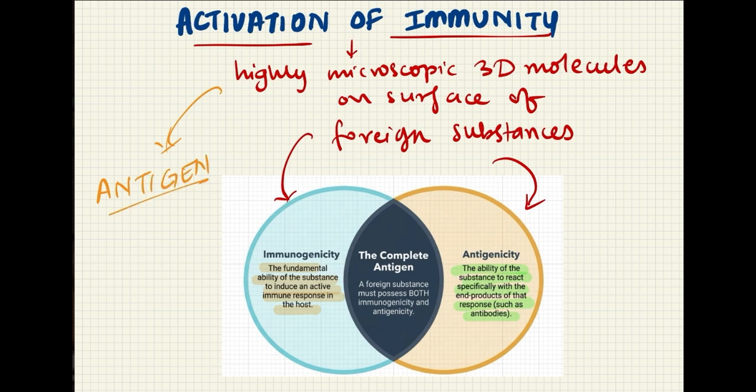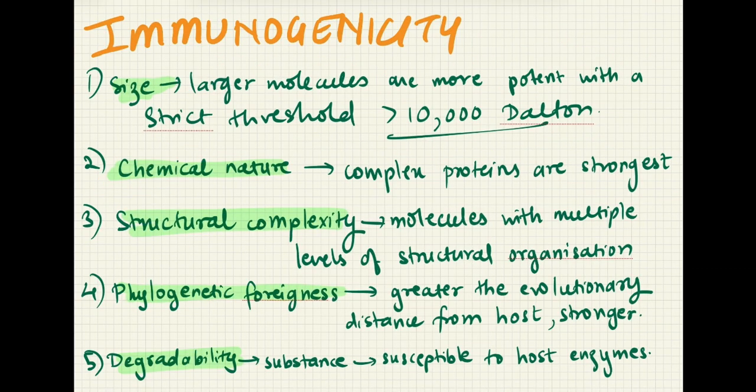Now, the biological potency of a true immunogen is dictated by 5 precise properties. First is size. Larger molecules are exponentially more potent, with a strict threshold generally exceeding 10,000 Daltons, which is a measure of atomic mass. Next is chemical nature. Complex proteins serve as the strongest triggers. Third is structural complexity. Fourth is phylogenetic foreignness. Simply put, the greater the evolutionary distance from the host, the stronger the biological alarm.